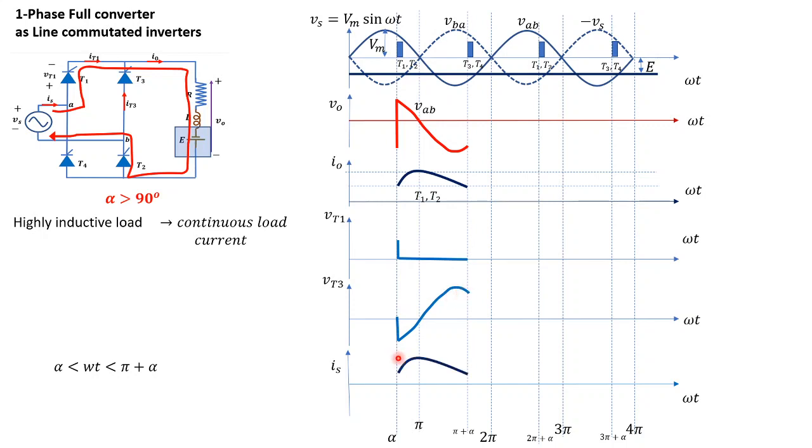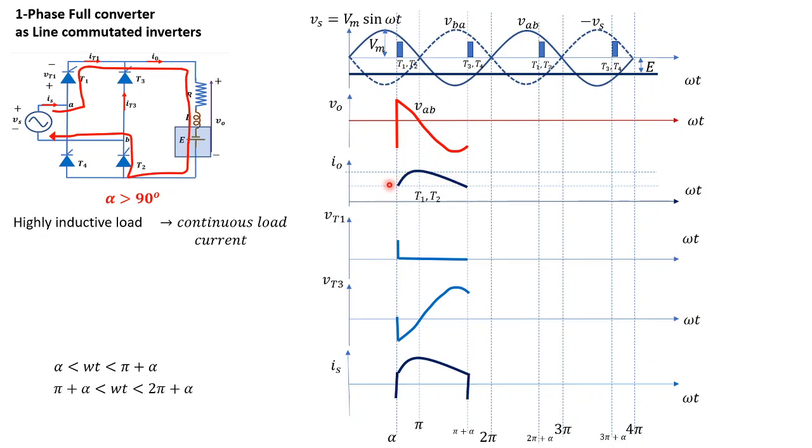And coming to the source current, during this period we can see that the source current is the same as the load current. The source current direction is in agreement with the load current. So both are equal, and the source current would follow the load current pattern.